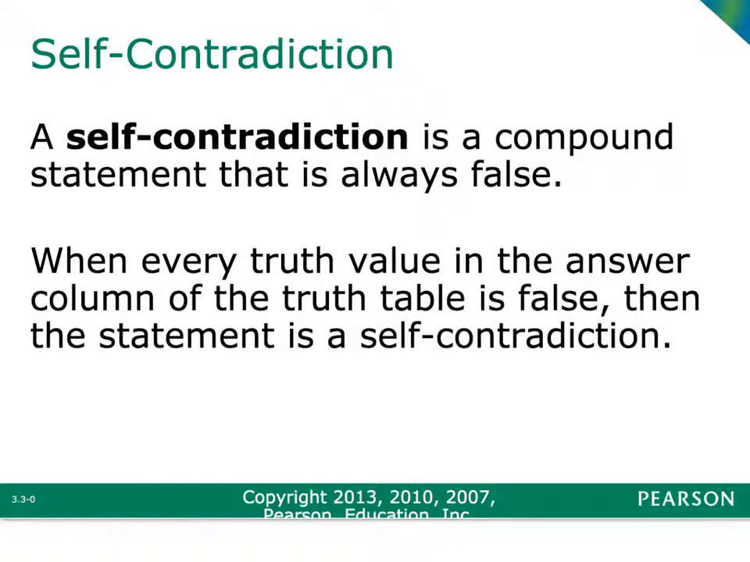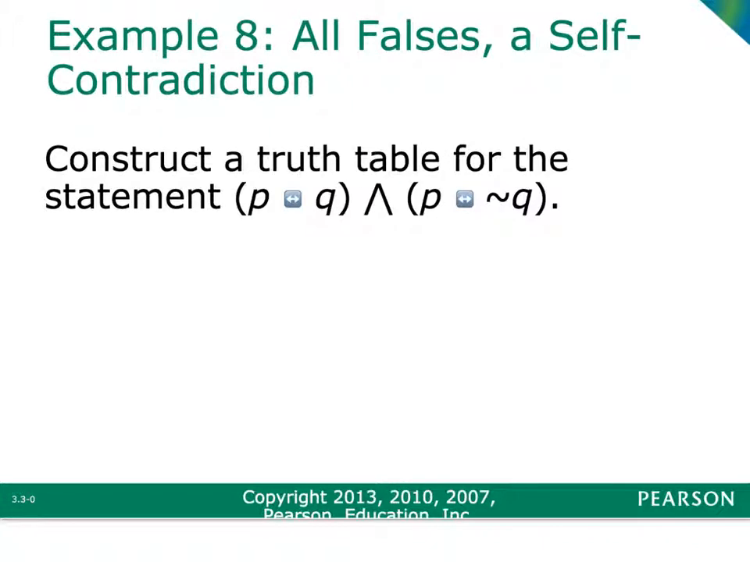All right, now a couple definitions. One definition you're going to run into is the word self-contradiction. A self-contradiction is a situation when you come out with a truth table that is always false. Every single answer in your final column will be false, meaning no matter what you do, there's no way this statement will ever be true. Okay, so I can show you an example of that.